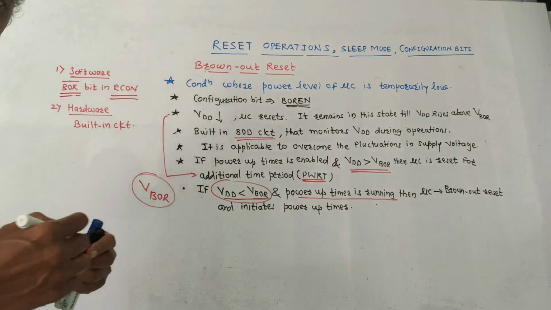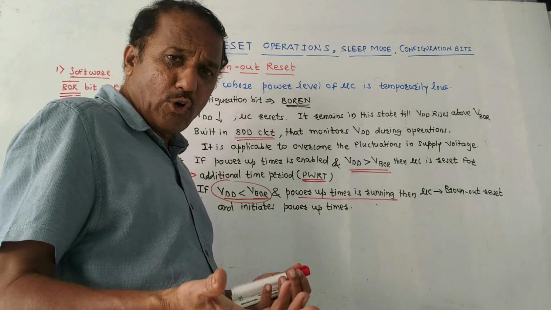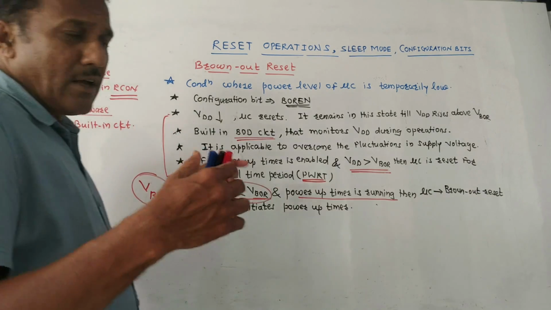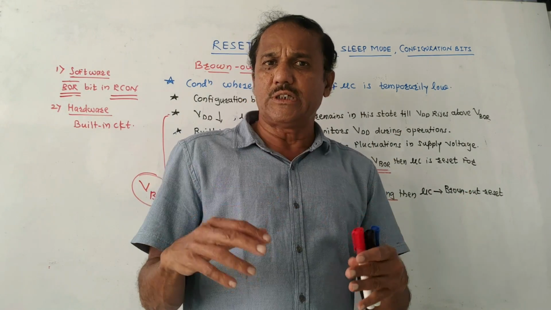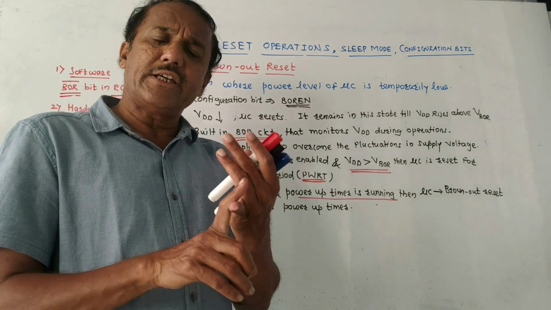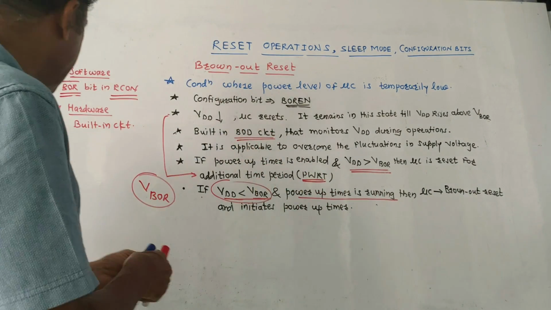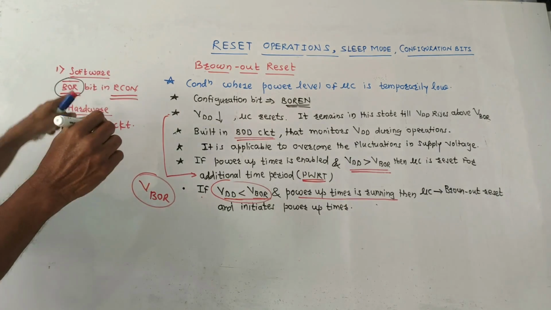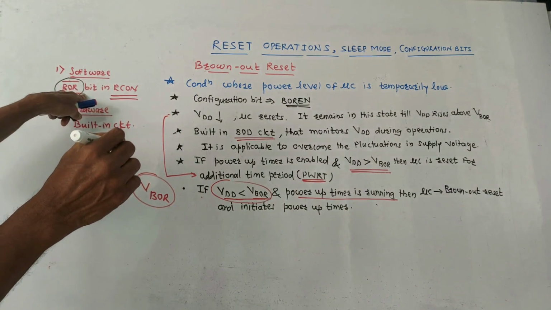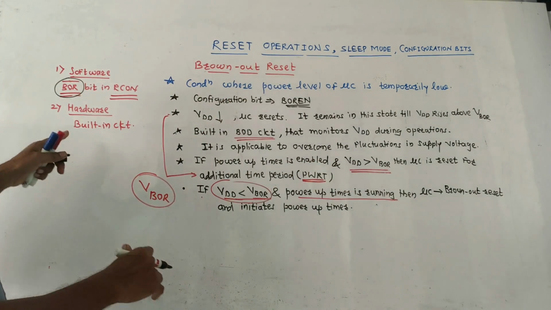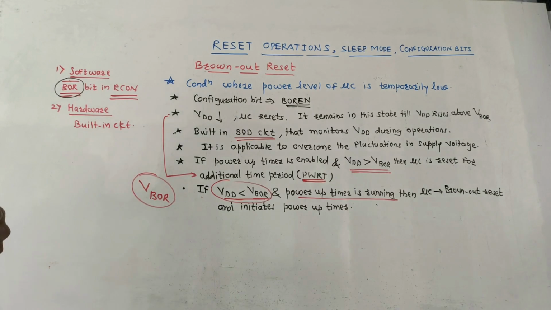Now there are two types to control this brownout reset operation. One is software controlled, that will be done by using the configuration bits. And we know that in case of reset control register, that is RCON register, there is one bit which is BOR bar. This bit gives an indication whether brownout reset has occurred or not. Then it can be well controlled by the hardware circuit that we have discussed just now.